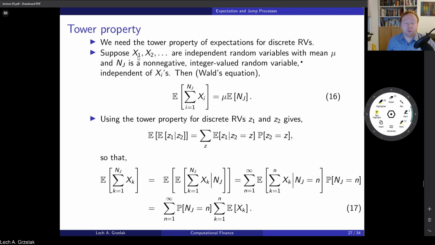So first of all, we start with random variables xi. We have independent random variables with mean mu. Then we have nj, which is a non-negative integer valued random variable, independent of the xi's. Now we would like to show the following expectation. We have an expectation of a sum from i to nj, where nj is a random variable, of random variables xi's. That's the so-called Wald's equality, which says this expectation is equal to mu, the expectation of x, times the expectation of jumps.